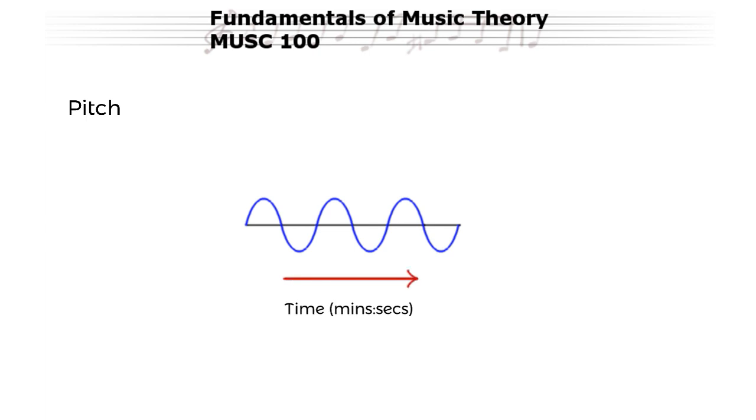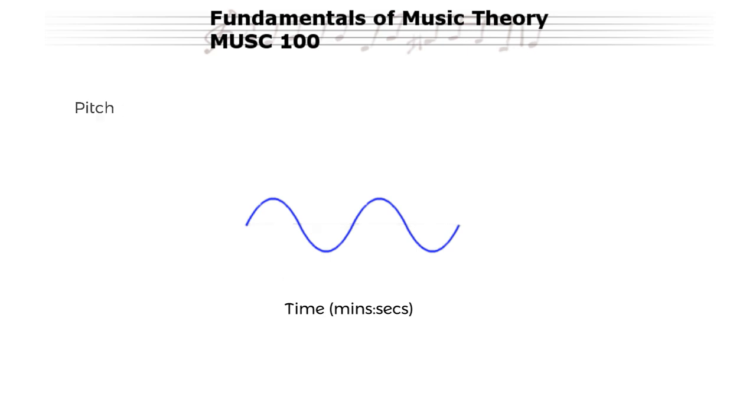We can visualize the vibration of sound on a graph. On this graph, the left to right axis is the amount of time that passes during the vibration. Less time passes between vibrations in this wave, so the pitch it creates will sound higher. More time passes between vibrations in this wave, so the pitch it creates will sound lower.